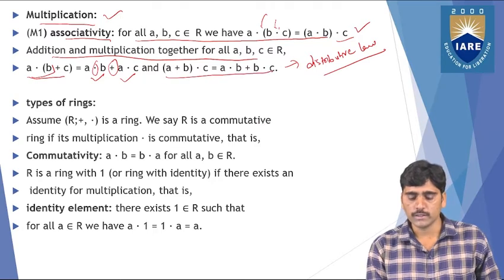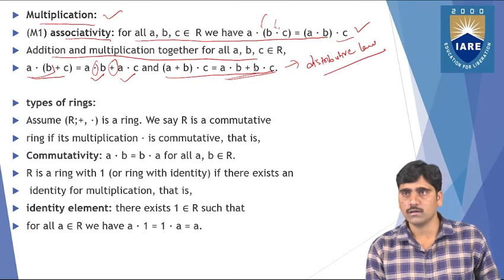Similarly, A plus B of dot C equals A dot C plus B dot C. This is the way you can distribute it over these elements.